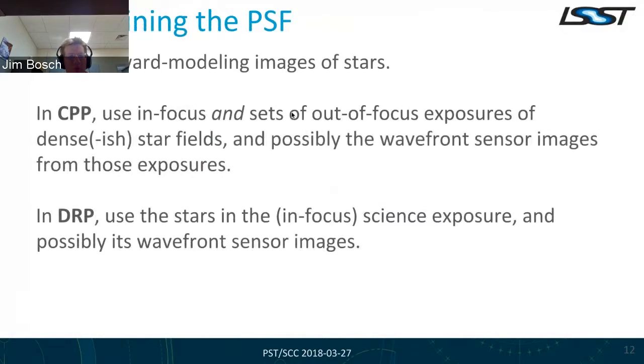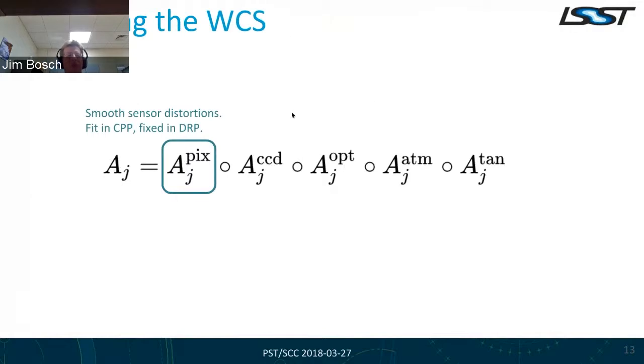So let's start over here on the left. And this is just smooth sensor distortions. These are those things I talked about in the previous table that may come from the sensors, but they're smooth enough that we can consider them part of the WCS. These are baked into the sensors and fixed, so we can fit those in the calibration products production and hold them fixed when we're fitting science frames.